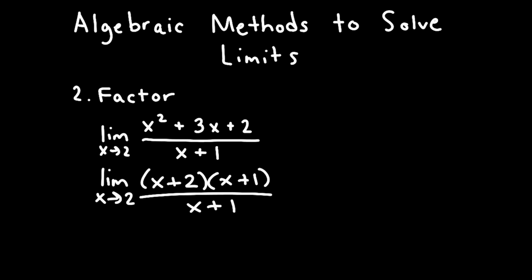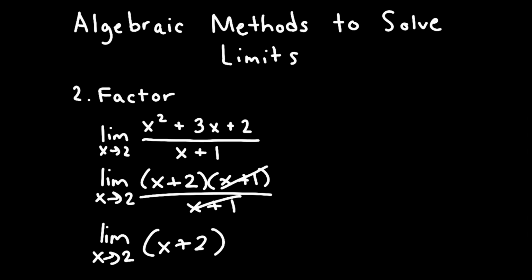Now that we've factored, we can go ahead and cancel out like terms, because any number over itself or any expression over itself, such as x plus 1 here, is just 1. Which leaves us with the limit as x approaches 2 of x plus 2.